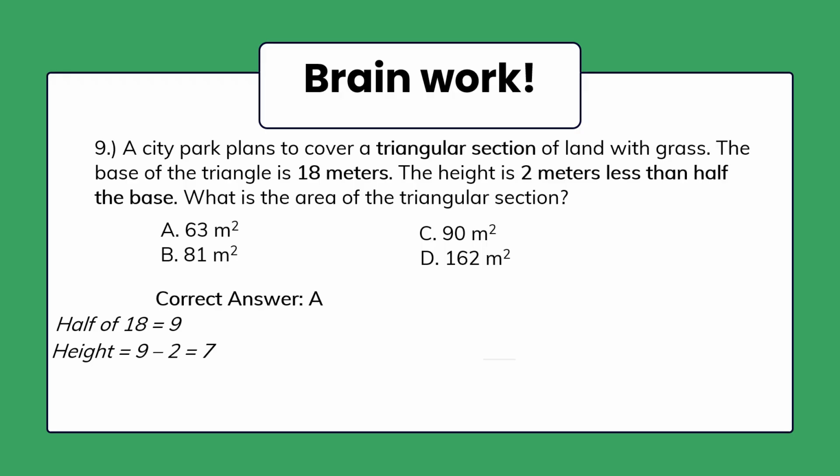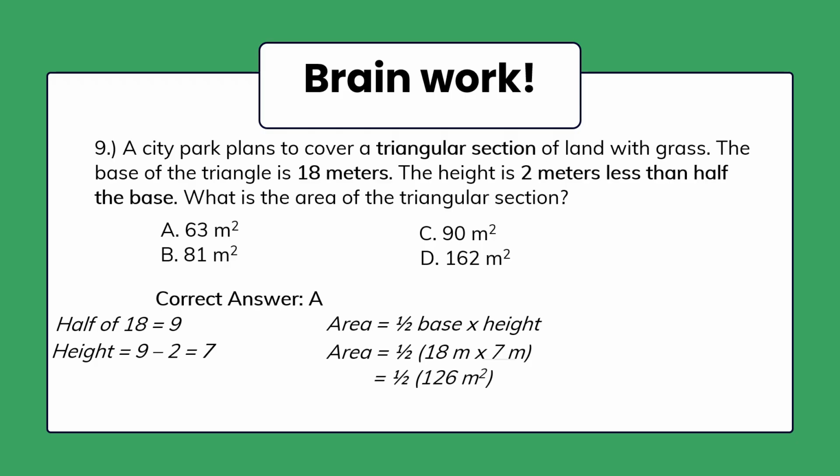Then let's substitute this into our formula. 1/2 base times height. So let's plug into our formula. So 18 times 7 divided by 2. And our final answer is equal to 63 square meters.